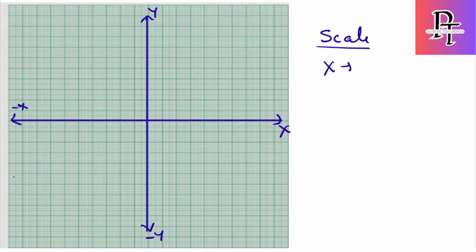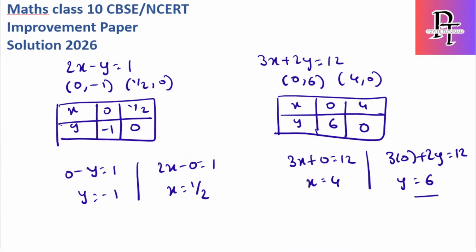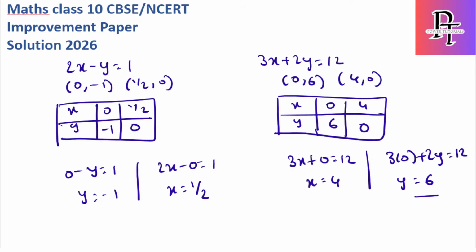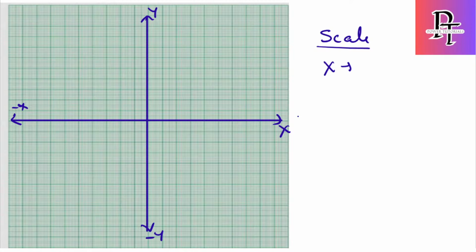How did I get the points? The points are 0 comma minus 1 and 1 by 2 comma 0. Here, how much is x? X goes up to 4. Till 4 I have 1 2 3 4 5 6 7 8 divisions, so I can use half of the scale. For the x-axis I'm using 1 unit is equal to half value. For y I will use 1 unit is equal to 1 centimeter.